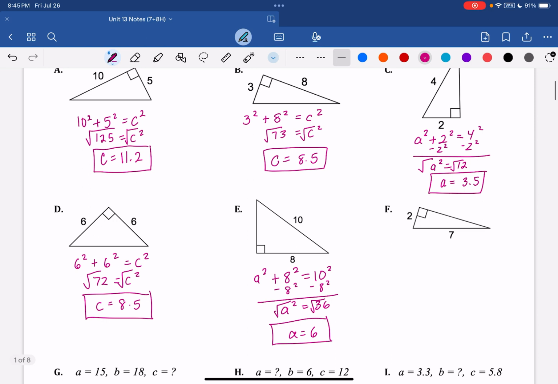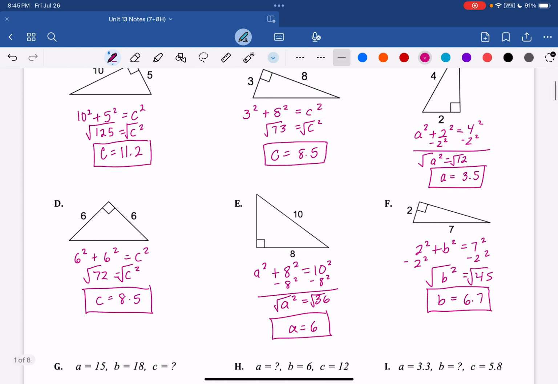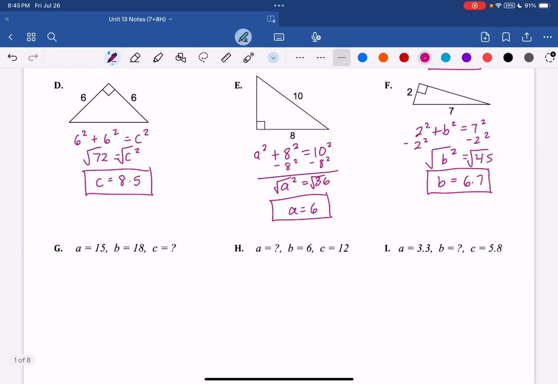This time we have a hypotenuse, we're missing a leg, so let's do 2 squared plus b squared equals 7 squared. Subtract that 2 squared, and b squared is equal to 45. Square root, and b is 6.7. We're not always given a picture. Sometimes we're just given the side lengths. So 15 squared plus 18 squared equals c squared. We add those together. We get 549 equals c squared. Square root both sides. That's 23.4.